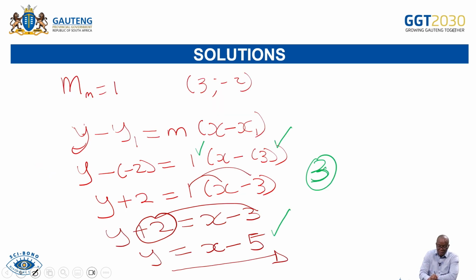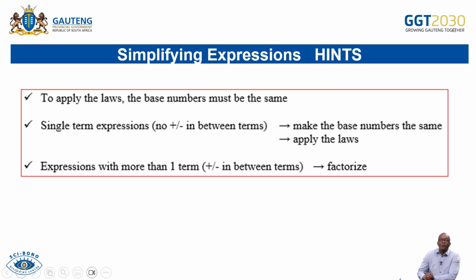So that's how you get your whole 13 marks. Then we move to simplifying expressions. When you simplify an expression, what is it that we need to know? Remember, guys, in terms of simplification, you need to understand the laws of exponents and also how to apply them. To apply the laws, the base numbers must be the same, correct?